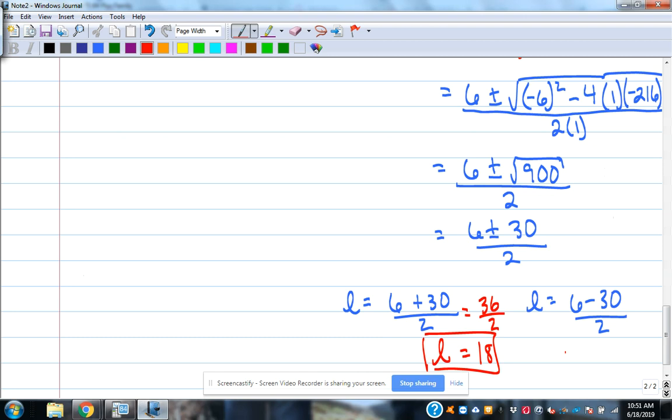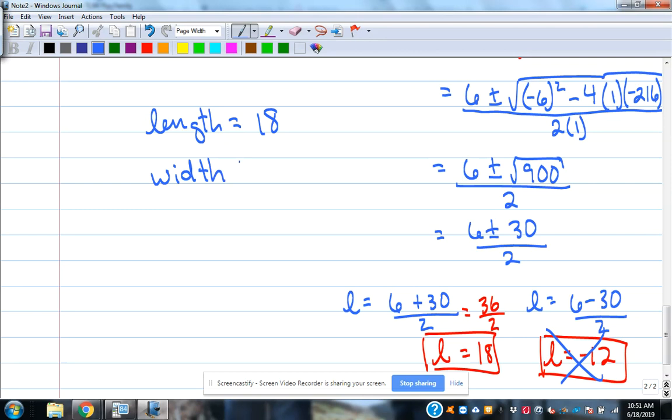Can a length ever be negative? Can you ever measure a board or a poster and have a negative number on it? No. So I know that this is not even an answer. Okay. So 18 has got to be the length. What does the width have to be? Yeah, 18 minus 6, which is 12 inches. Happens to be the same number as this one, but it's positive for that.